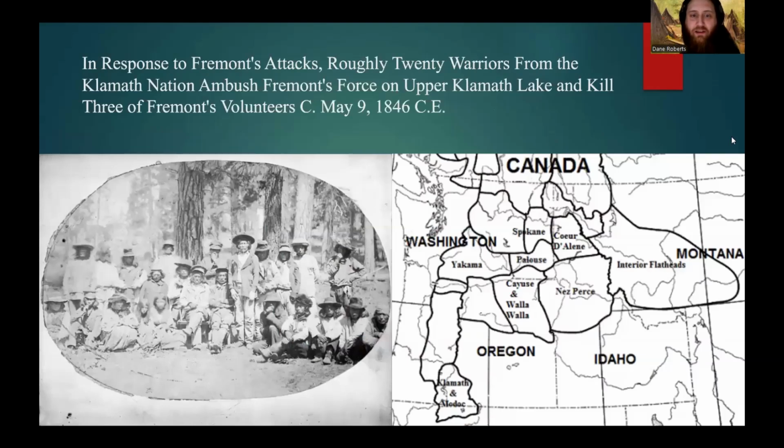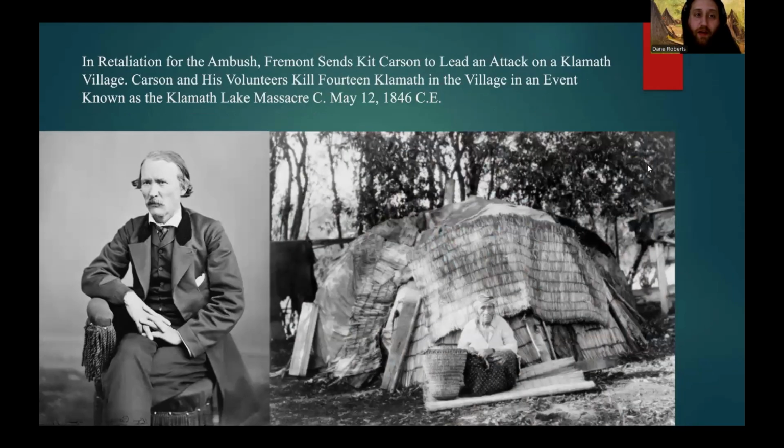Then on May 9th, 1846 CE, in response to Fremont's attacks, roughly 20 warriors from the Klamath Nation would ambush Fremont's force on the Upper Klamath Lake and would kill 3 of Fremont's volunteers. In retaliation for the ambush, Fremont would send Kit Carson to lead an attack on a Klamath village. Carson and his volunteers would kill 14 Klamath in the village in an event known as the Klamath Lake Massacre on May 12, 1846 CE.